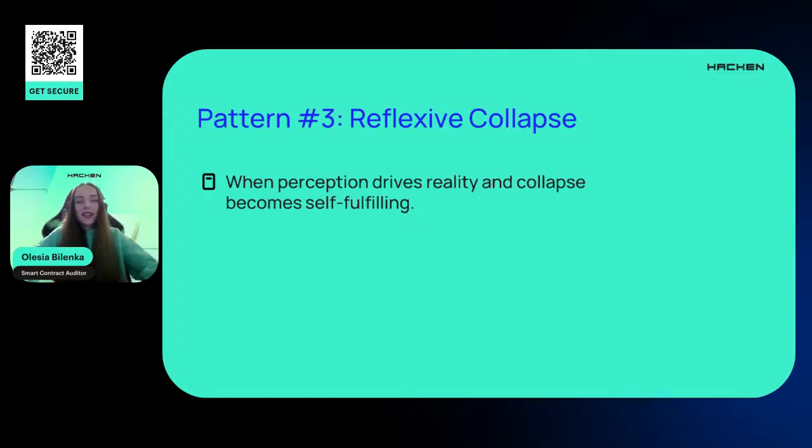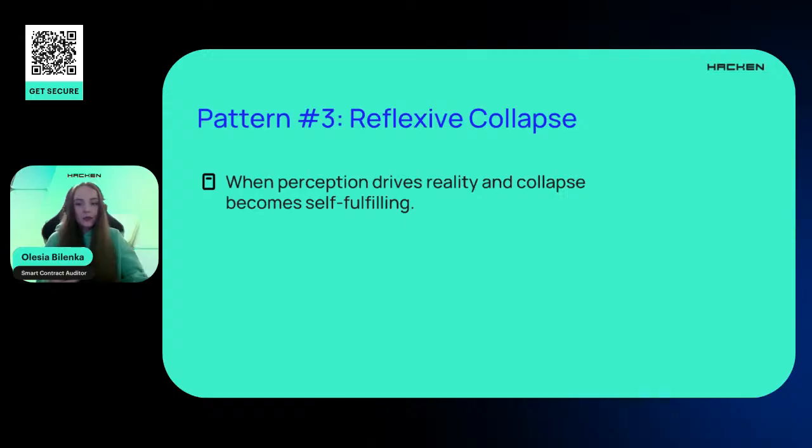Sometimes a system doesn't fail because of missing code or missing collateral. It can fail because people believe that it will fail. And that belief spreads, markets react, and really soon perception becomes reality. It's not just a crash, it's a chain of fear. And often the system's own design amplifies that chain. We will see that later. The very rules meant to keep it stable start accelerating the fall.